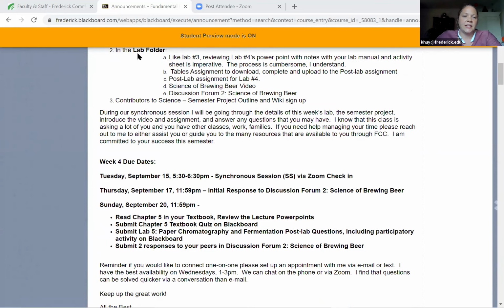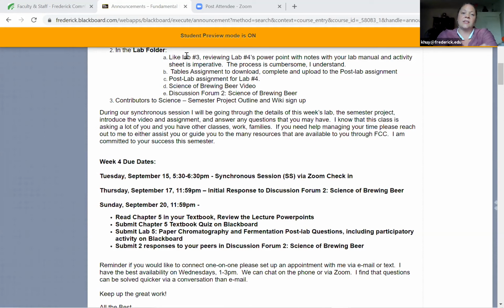And then you'll also see in the lab folder, just like last week, we have a PowerPoint that goes along with your lab manual and your activity sheet. And you have that activity sheet, the table assignments, the same thing. Then you upload that to your post lab.